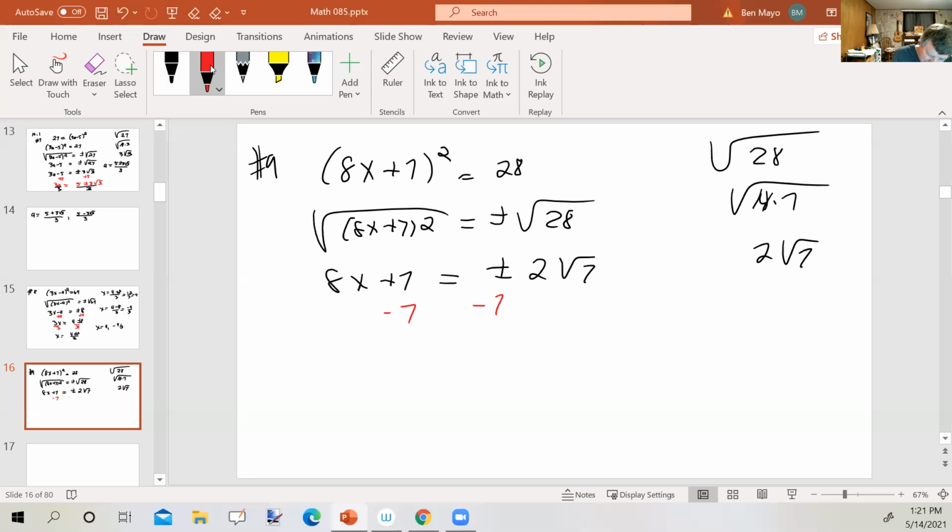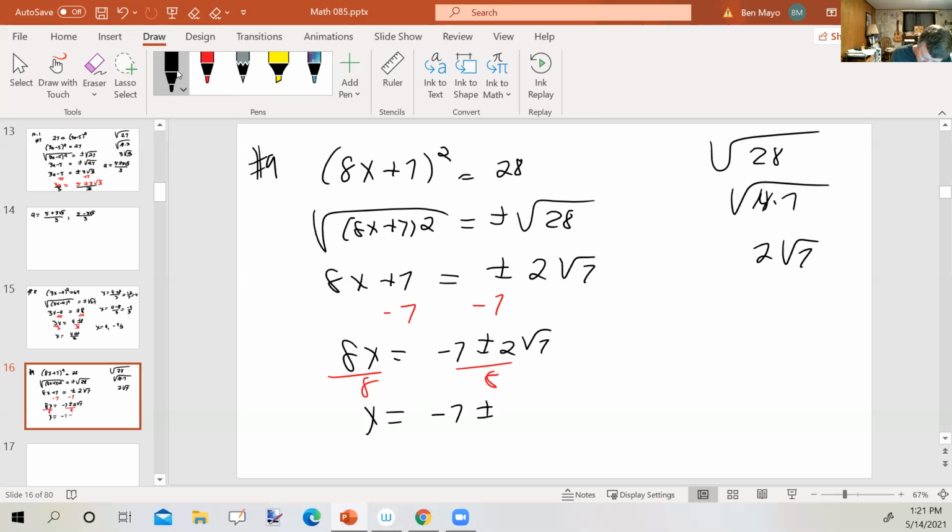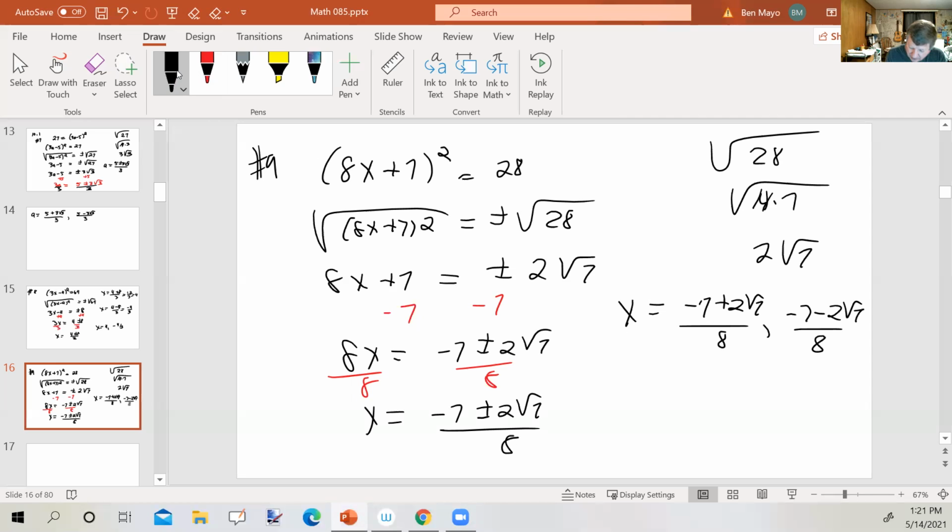Next, I'm going to subtract 7 from both sides. So 8x equals negative 7 plus or minus 2 square roots of 7. Then I'm going to divide both sides by 8. So x equals negative 7 plus or minus 2 square roots of 7 all over 8. And so writing them separately, you'd have x equals negative 7 plus 2 square roots of 7 over 8, comma, negative 7 minus 2 square roots of 7 over 8. So hopefully that's helpful. Anyway, there you have it.